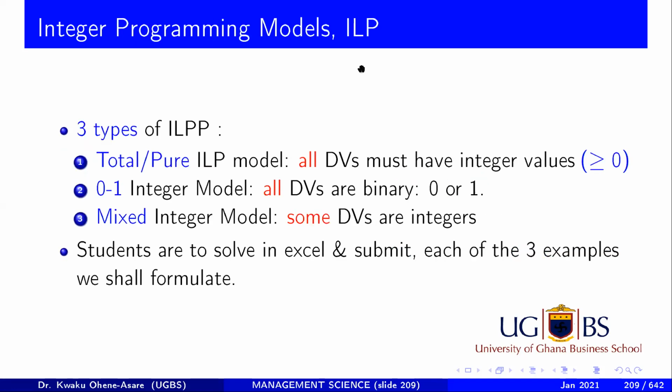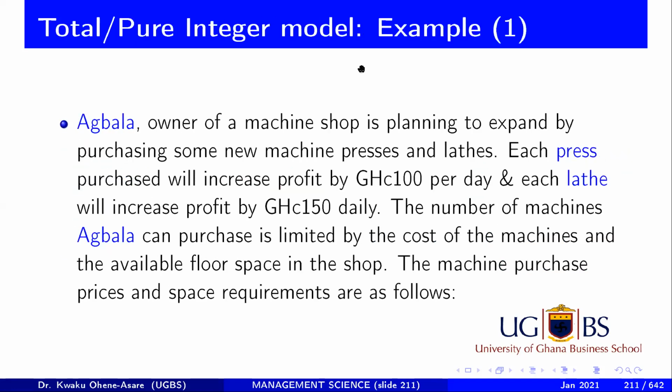Let me take a first example for us to look at. This is a storyline. We're going to formulate this storyline, and then determine whether we are dealing with an integer or not. So we will decide whether we have to use an integer constraint for this or not.